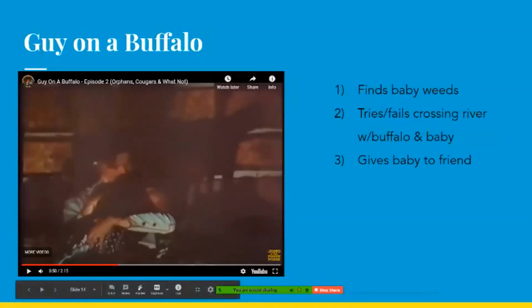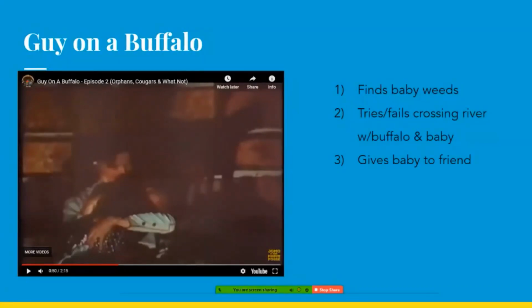So he just gave the baby he found to one of his random friends because that's what you do with your friends. You just give them babies that you found on the ground.